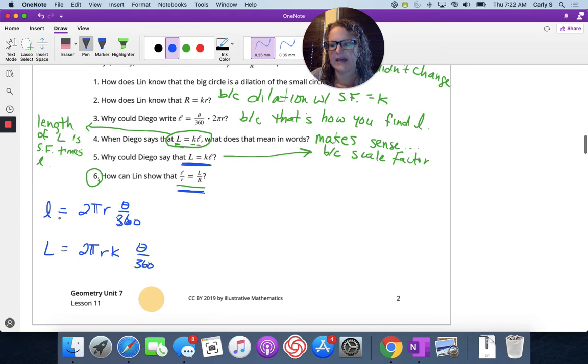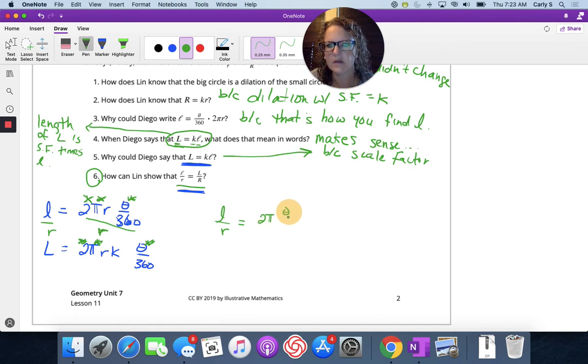All right, now she's saying that, let's see, I should have left myself more room. In the first equation, divide both sides by r, because again, we know that these three things are the same in both equations. Those are check marks, not r's. Sorry. So I have L over R equals 2 pi theta over 360. Over here, let's divide both sides by RK.